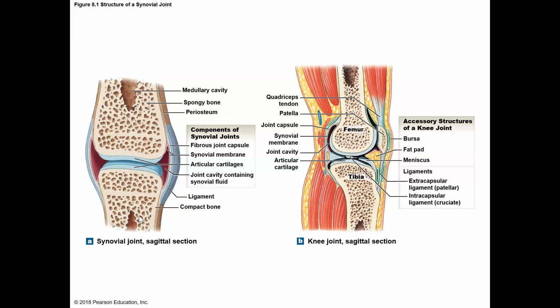Here is a nice view of a synovial joint, or this knee, okay, sagittal section, side to side. So you're looking at a lateral view. This would be the front of the knee joint because you can see the patella up here. And we don't see it in between these bones like we might intuitively think that it is. It is higher up, just like it is right here.